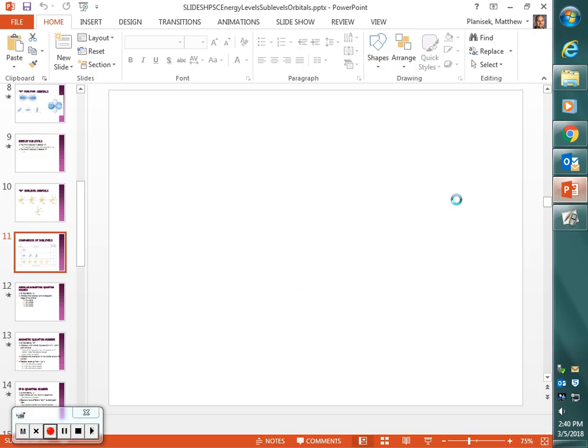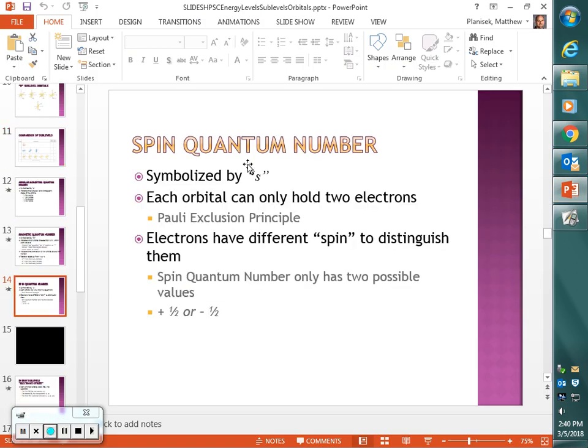So we find, and this is on the last page, the spin quantum number. Each orbital that we put on that drawing has a capacity limit of 2. Each orbital can only hold 2 electrons, and we refer to that idea as the Pauli exclusion principle. Wolfgang Pauli was a German scientist who helped work on these ideas. Wolfgang is his first name, Pauli is his last name.